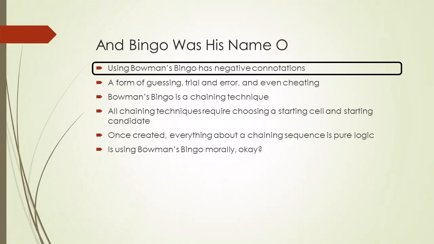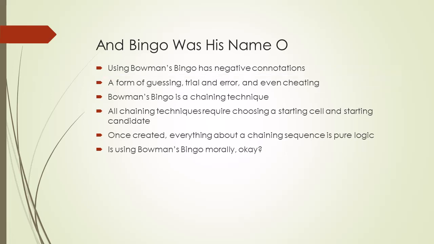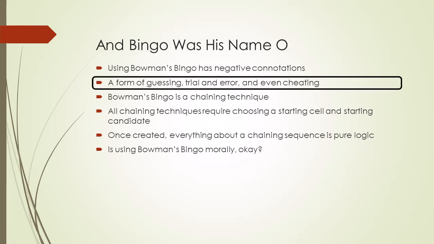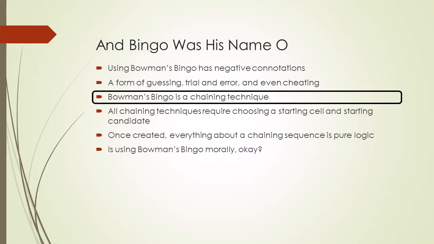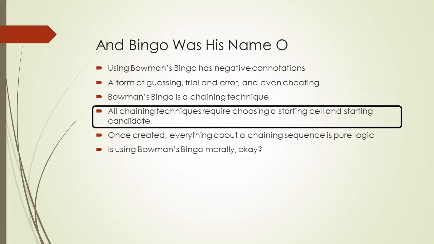Bowman's bingo has a lot of negative connotations with some Sudoku solvers. Some people consider using Bowman's to be a form of guessing, trial and error, or even cheating. Bowman's bingo is a chaining technique, so I'm not sure I 100% agree with this negative connotation. All chaining techniques require choosing a starting cell and a starting candidate. Bowman's bingo is no different. As with all chaining techniques, some starting cells bear fruit, while other starting cells do not.